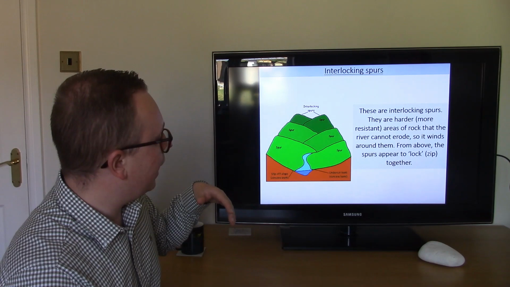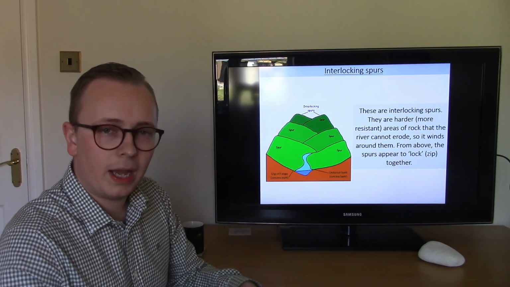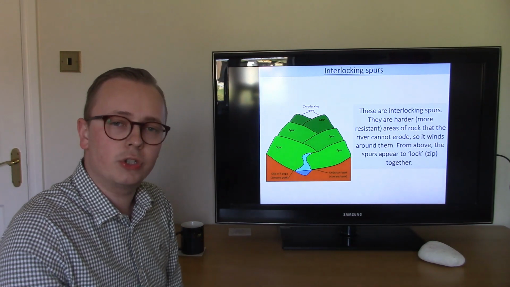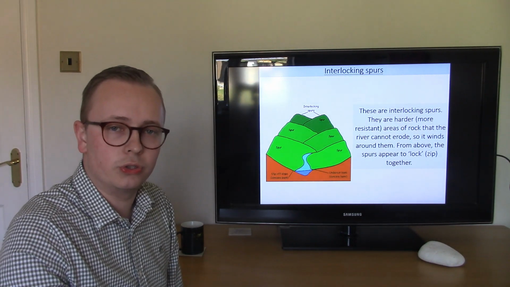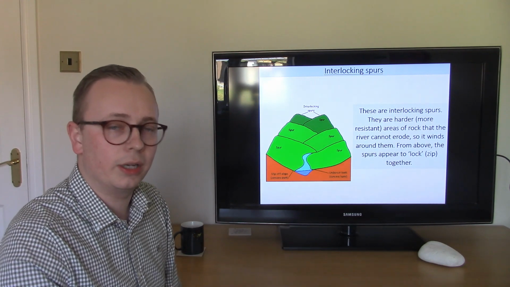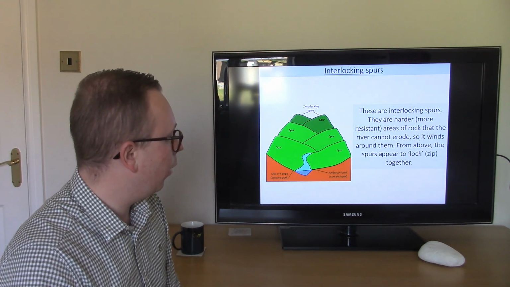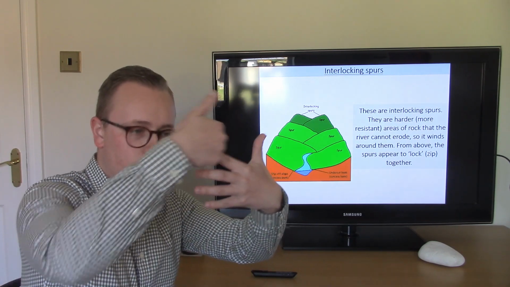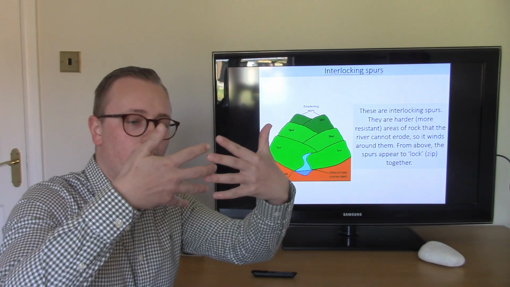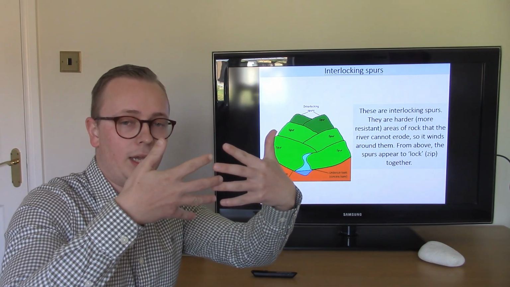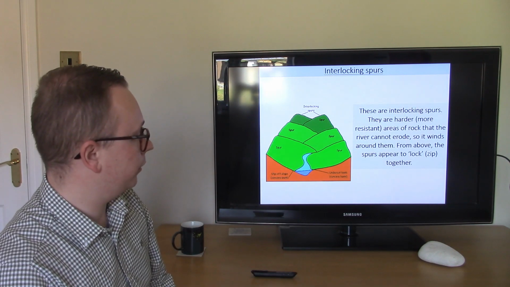And they develop because they are areas of harder rock. They're more resistant to erosion. And the river is trying to find its easiest course towards the sea, and so what that means is it winds its way around these harder areas of rock. And from above, that creates this sort of zip-like pattern as the river's winding its way through, trying to find the easiest path, carving a route through these harder fingers of rock.